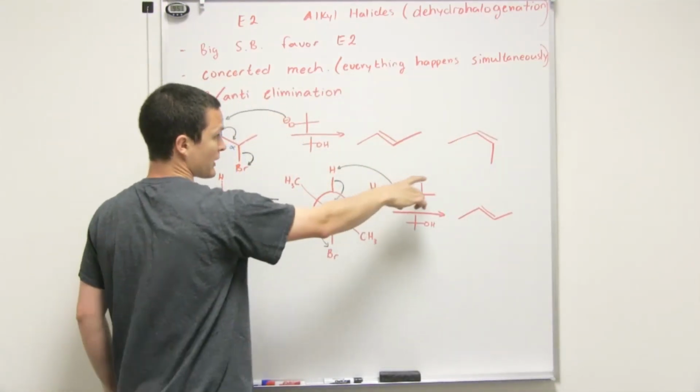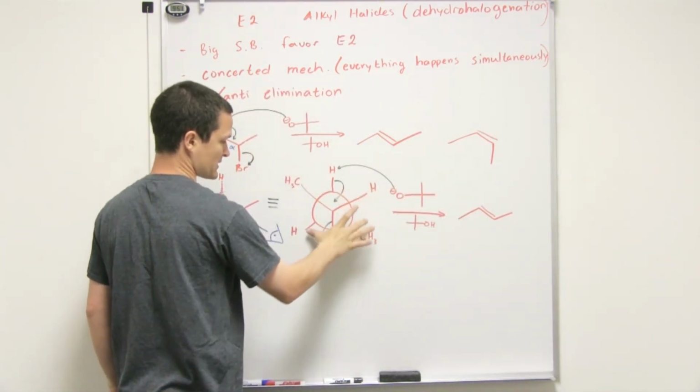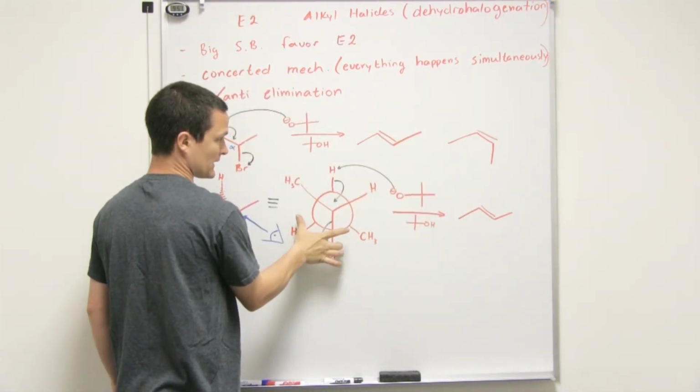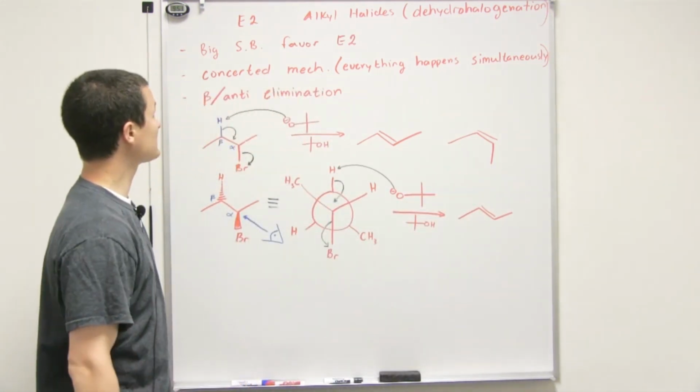And you could show how this is a result of this thing being spun around and giving us the minor product here. And that's basically E2.